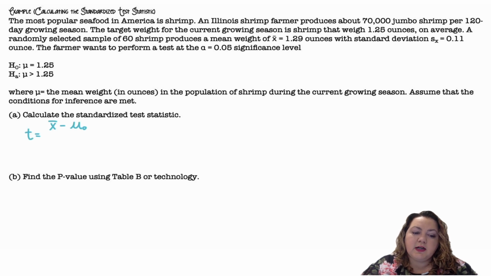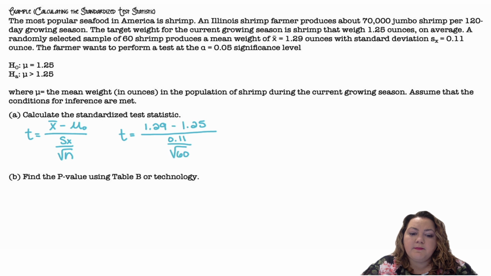t is going to be equal to x bar minus mu naught, which is my null hypothesis value, over Sx, which is my sample standard deviation, divided by the square root of n. So x bar is 1.29, they gave you that in the problem, minus the null hypothesis mean value of 1.25. The sample standard deviation is 0.11, again they gave us that, over the square root of 60, which was my sample size. That gives me a test statistic of 2.817.